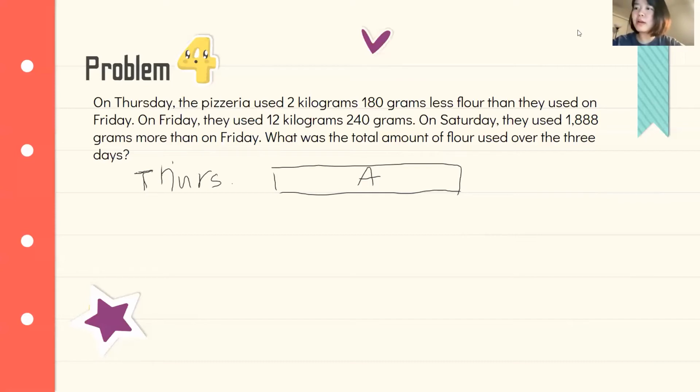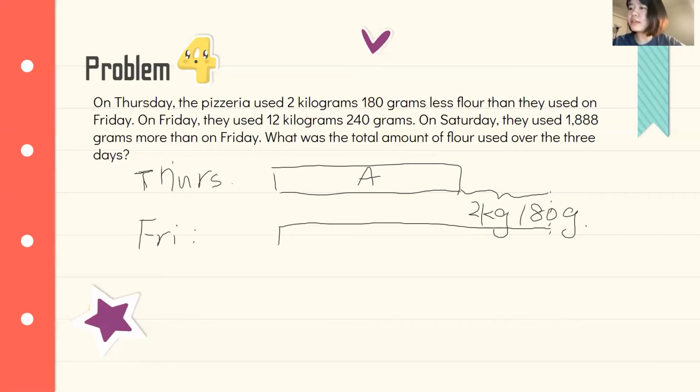This small part is 2 kilograms, 180 grams, because it says the pizzeria used 2 kilograms, 180 grams less flour than they used on Friday. So our Friday flour used amount will be right here. This one right here. And it says they used 12 kilograms, 240 grams. Okay.